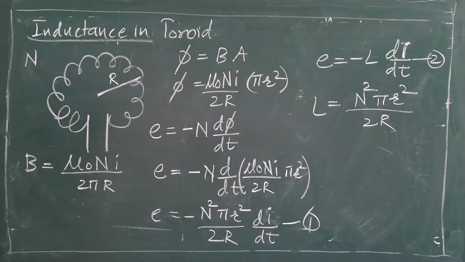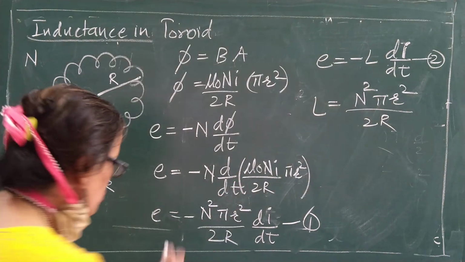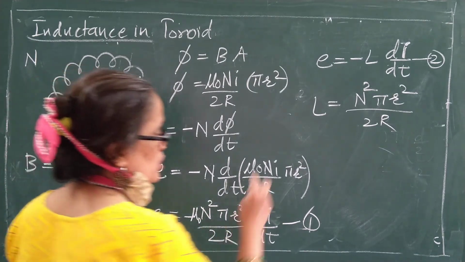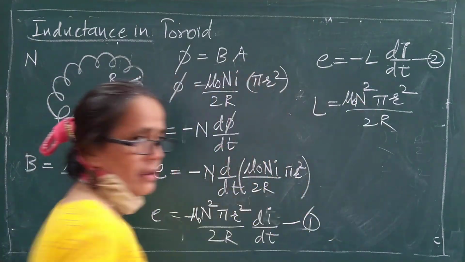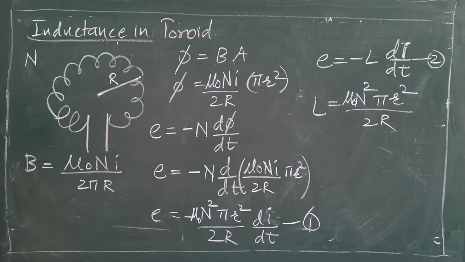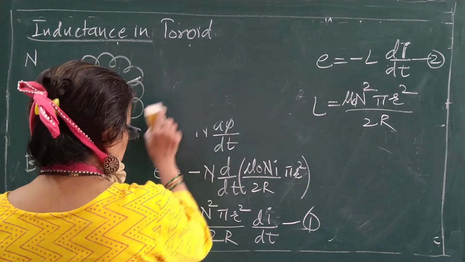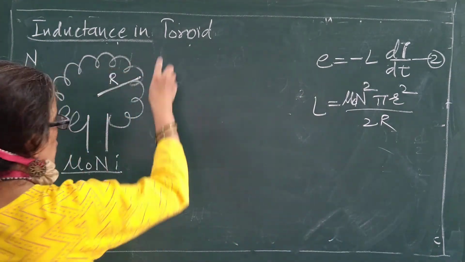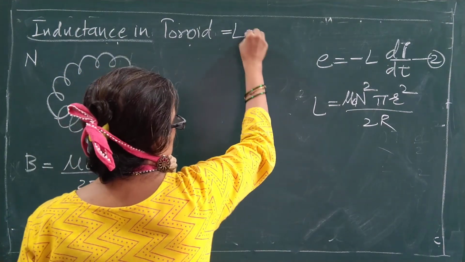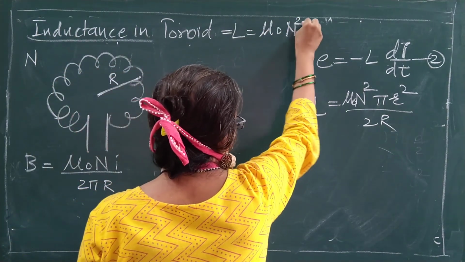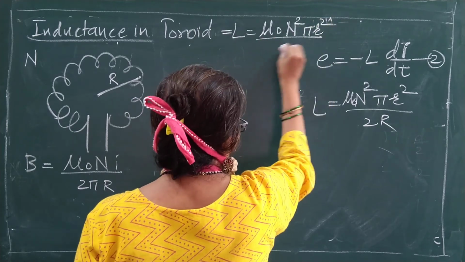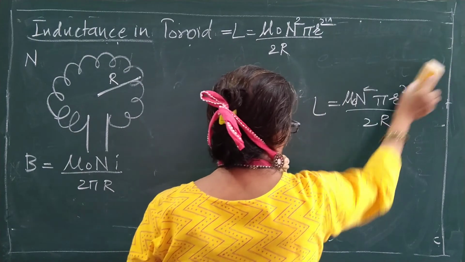This is nothing but the inductance of the toroid. Here mu 0 is remaining, so I will write mu 0 here. Fine? Any doubt? Clear? So I will write all the formulas here again for revision. For the inductance of the toroid, L is equal to mu 0 N square pi r square upon 2 pi R. This is the inductance of the toroid.